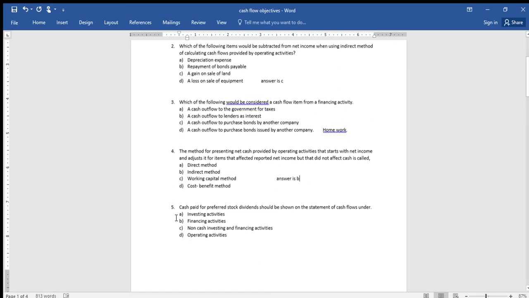Then question 5. Cash paid for preferred stock dividends should be shown on the statement of cash flows under financing activities, because we said it mainly deals with the sources of capital and the cost of capital. Dividend is a cost of capital. So it's recorded under the financing activities. So here the answer is B.